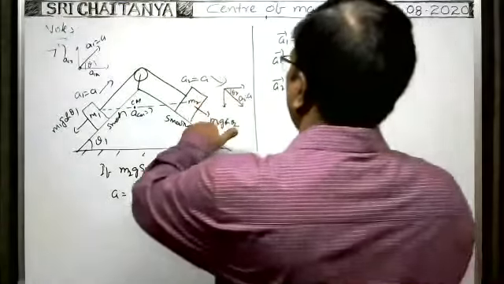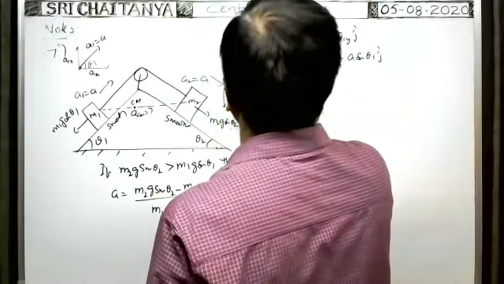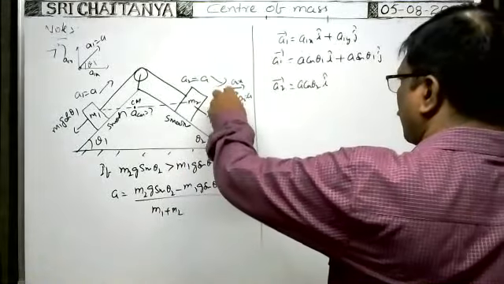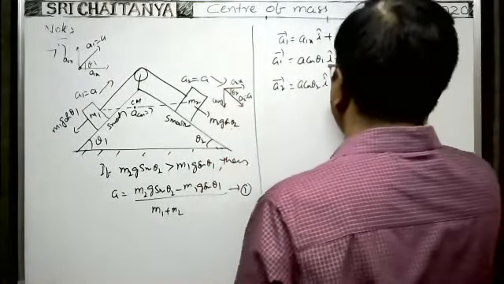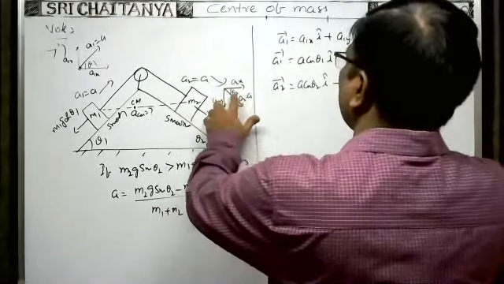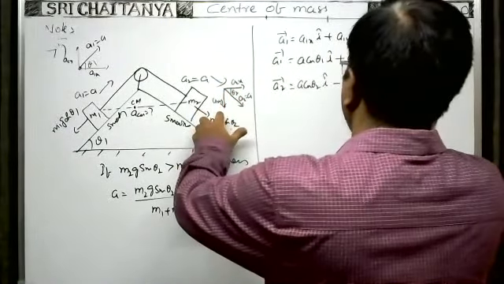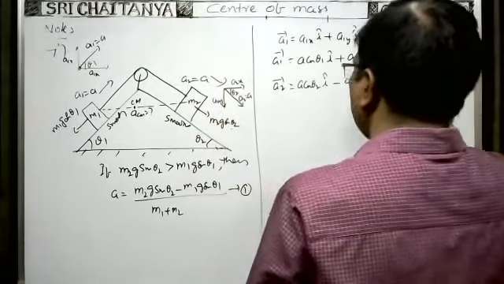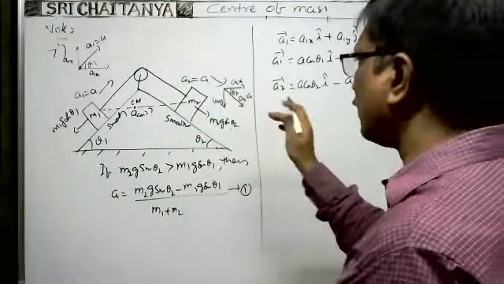The y component is along this direction, A2x, A2y. The y component of acceleration of the second block is along the negative y direction, that's why you write minus A sin theta 2 into j cap. These are the accelerations of the first block and the second block.